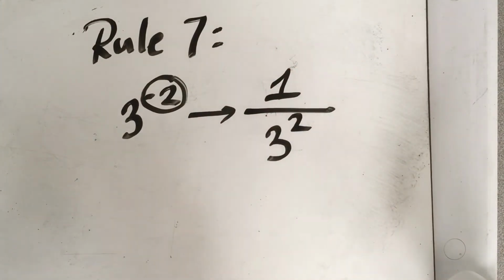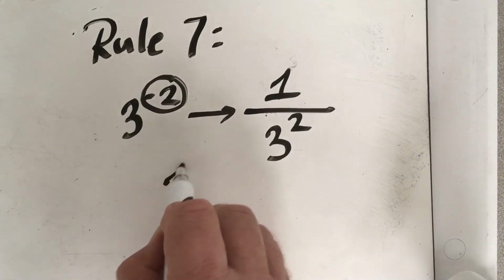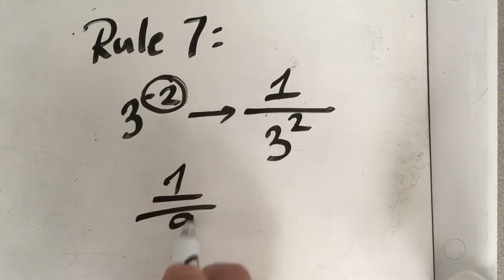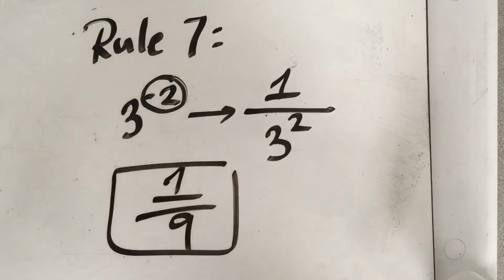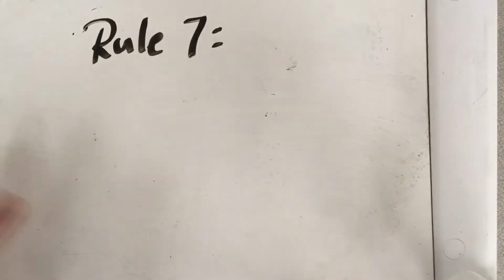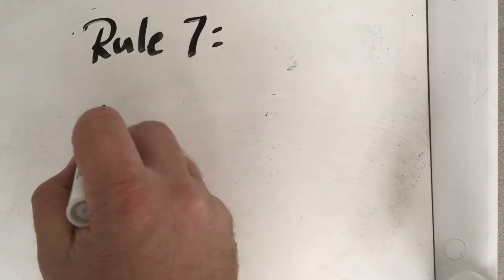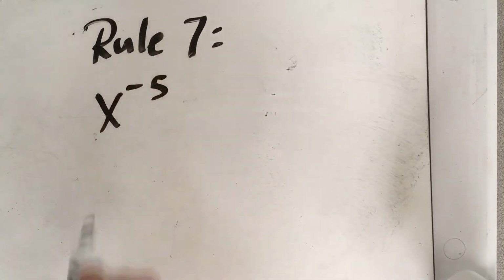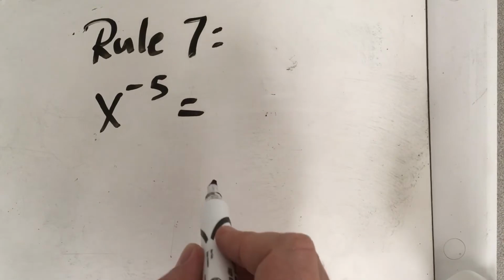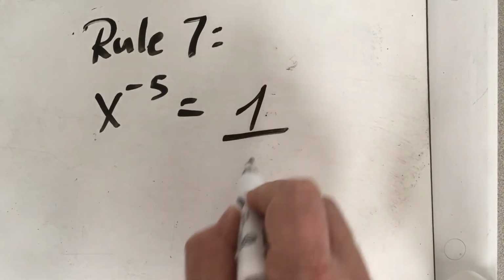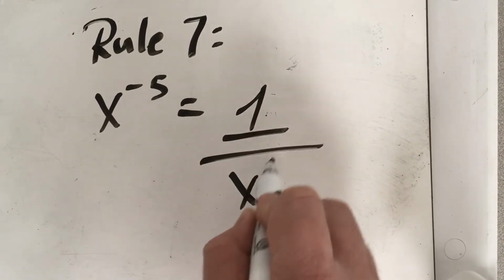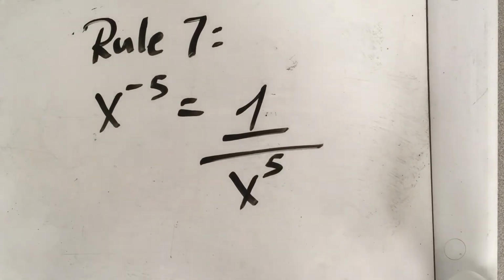So 3 to the negative 2nd power is really 1 over 3 squared. So you could go further if you wanted to with this problem. Answer is 1 over 9. Don't worry, I'm going to work several of these. Let's say you had x to the negative 5th. You're not going to leave it up like that. You're going to call it 1 over x to the positive 5th.